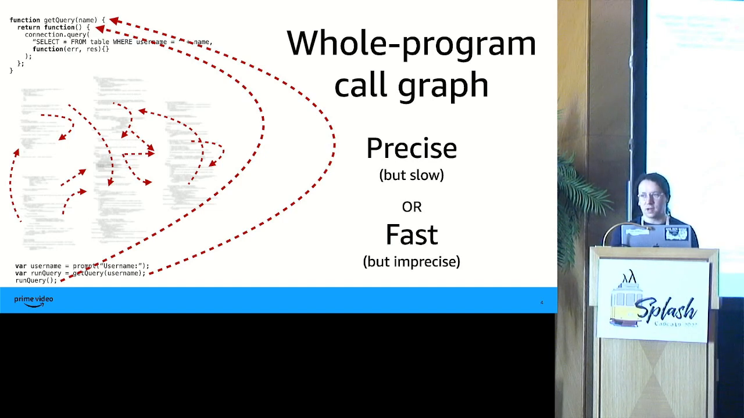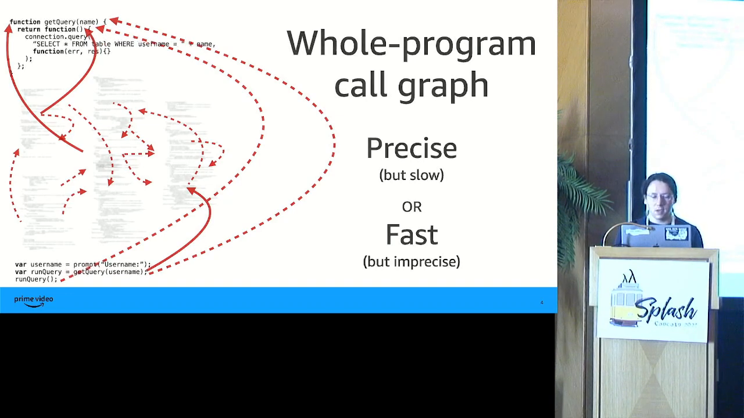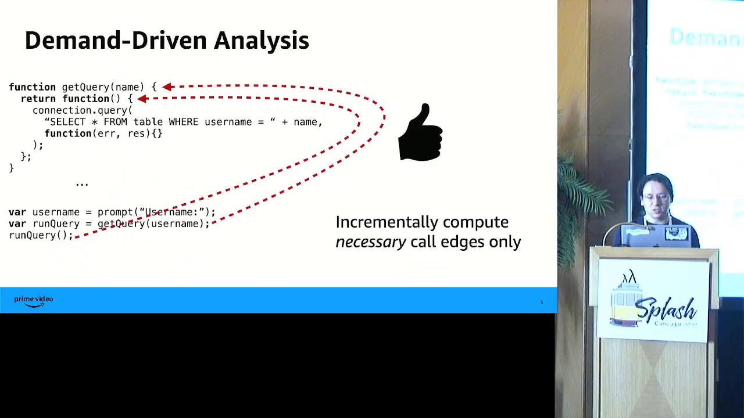That trade-off is a bit unfortunate, and ideally what we would want to do is to really only care about these relevant edges that somehow involve either taint sinks or taint sources or both, and not about all this irrelevant code in the middle that isn't relevant for a particular goal that we're trying to prove. So what we really want to do is reason just about the necessary call edges in a demand-driven way, rather than always having to analyze the entire program.